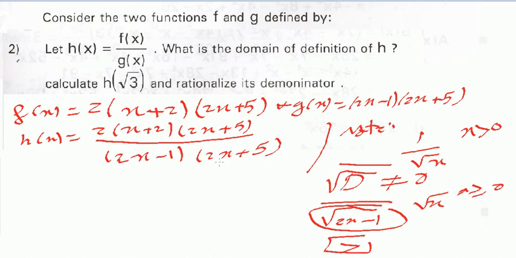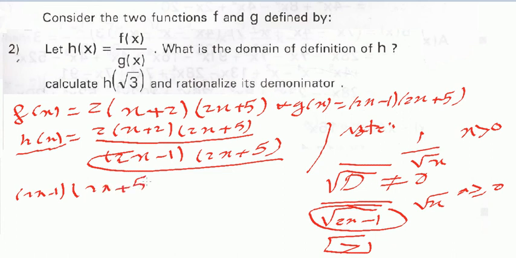Okay, so let's go back to here. In order for h of x to be valid, this part here should be different from 0. What does this mean? It means 2x minus 1 multiplied by 2x plus 5 should be different from 0. Okay, the product is equal to 0 when this part is equal to 0, or this part is equal to 0.